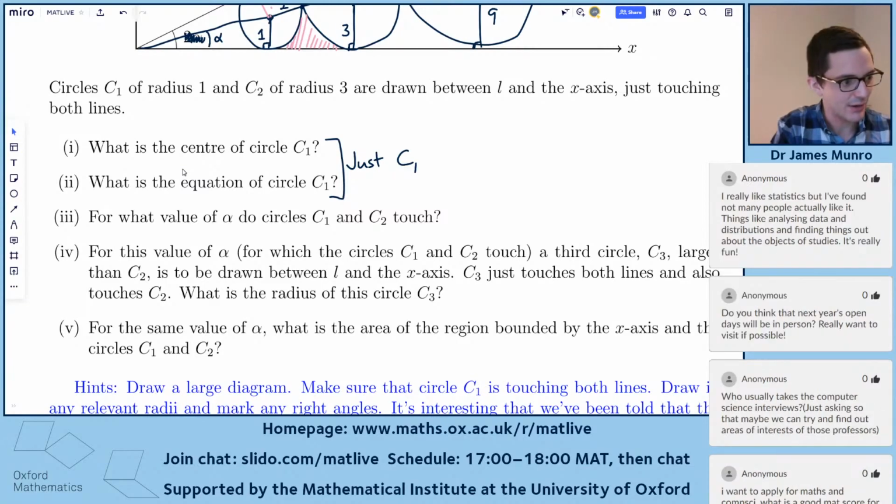Oh, here's a question that I quite like. I really like statistics, but I found not many people actually like it. Things like analysing data and distributions and finding out about the objects of study. Really fun. There you go. That sounds nice. I'm glad you found a bit of maths that you really like. I hope everyone finds bits of mathematics that they like.